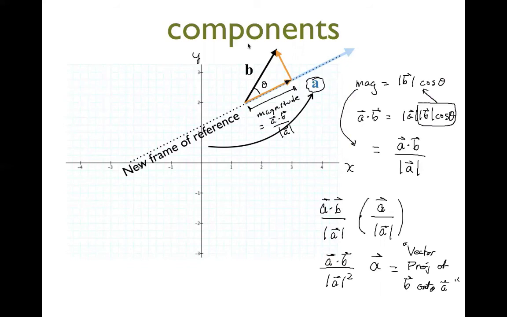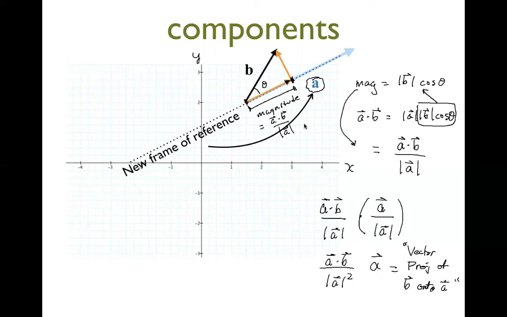And it's projection because it's like if you shined a light onto this, the shadow vector of B on the line A would be that vector. So you're projecting B onto A, you get this much. You get a vector that's that long in the direction of A.